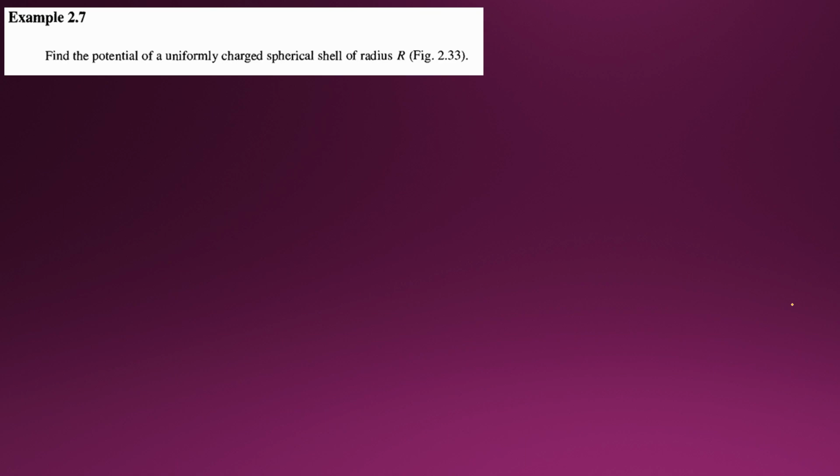Okay. Find the potential of a uniformly charged spherical shell of radius r. This one, do it. This is very easy. This one you should be able to solve. It's very easy.